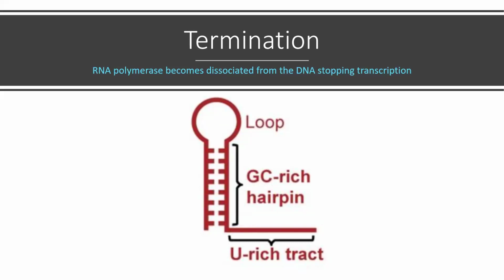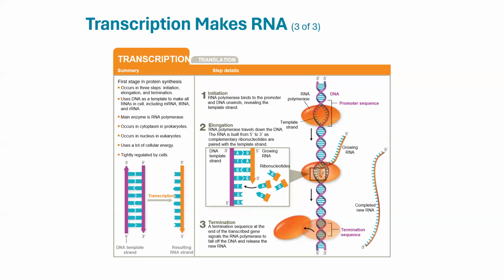And when RNA polymerase is bounced off that DNA, transcription stops. And so this is a little bit of a summary of what's going on. You've got initiation, where RNA polymerase binds the promoter, DNA unwinds, revealing your template strand. RNA polymerase is going to elongate in the 5-3 direction, adding complementary nucleotides. And then you get termination.